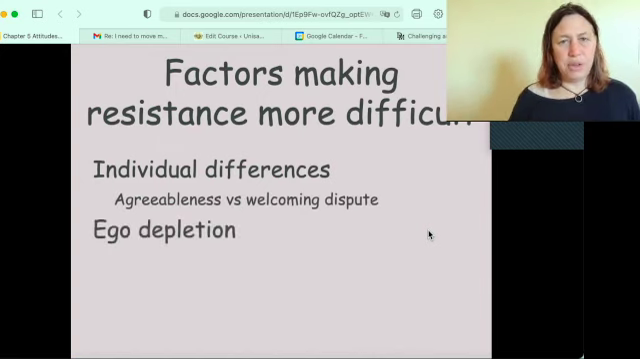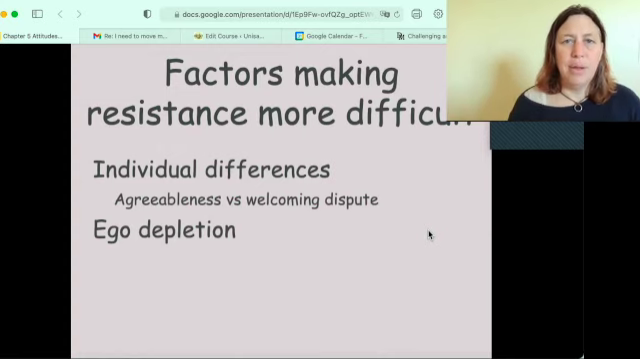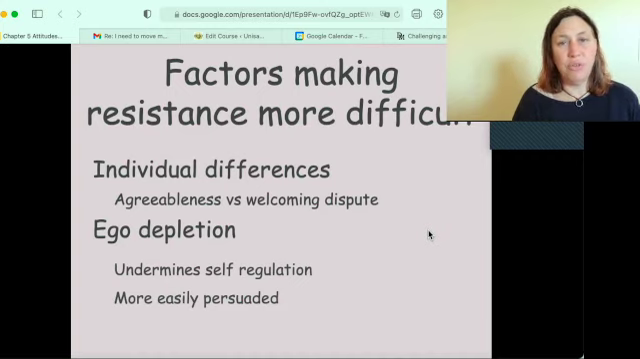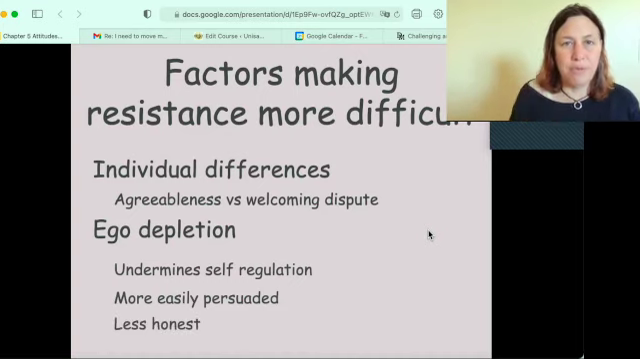Okay, ego depletion. When you are exhausted because you have been resisting other things all day and using your willpower to push through, you are more prone to fall prey to persuasion. You can't regulate yourself. You're more easily persuaded because you've got less energy. And not only that, but interestingly enough, when you are trying to convince others, you will be less honest when you are ego depleted because it takes more effort.